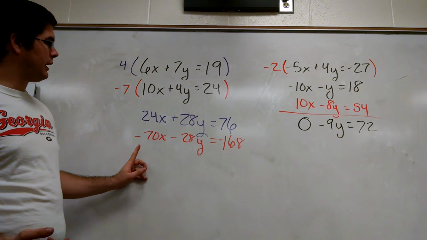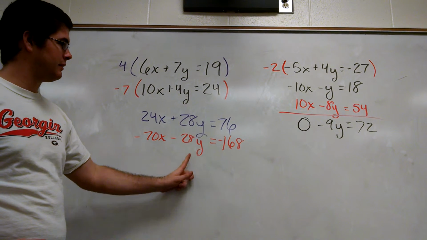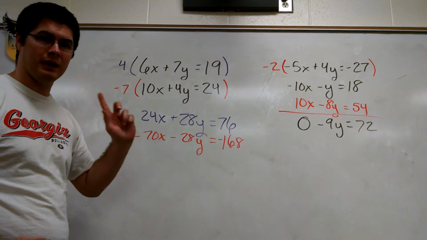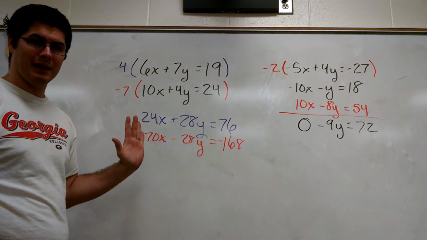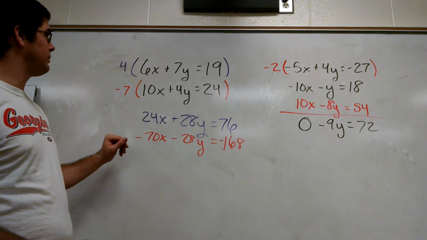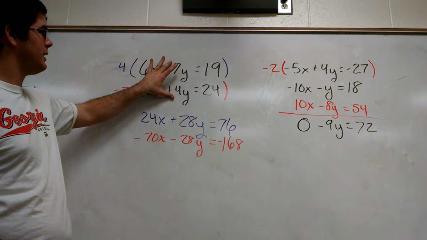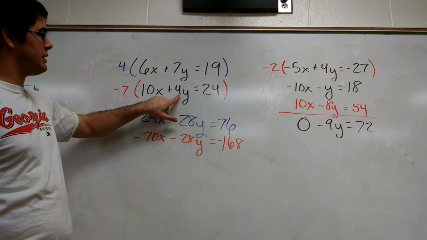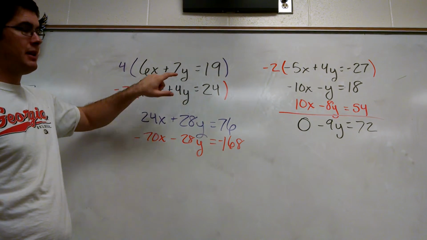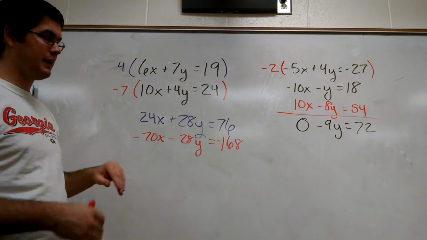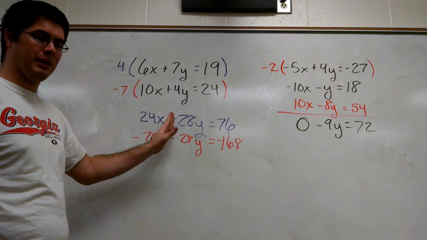But if you look at my y's now, I have a positive 28y and a -28y, so that means I can add them and eliminate the y. Basically, I took one of my pairs and multiplied one equation by this number and the other equation by this number, which will make them the same. But I made one of them negative so that when I add them, they'll eliminate.